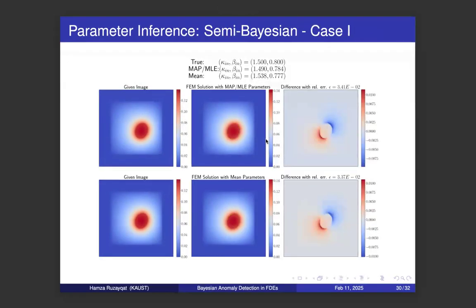And this is the case in semi-Bayesian. You determine the geometrical features using image processing, and you see that they are almost exactly the same position, same orientation, axes, and then you use MCMC to learn kappa n and beta n, and it was also pretty good.